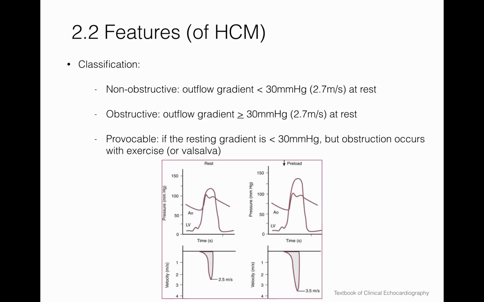There are three ways to classify hypertrophic cardiomyopathy. Non-obstructive. If the gradient is less than 30 millimeters of mercury, that is 2.7 meters per second at rest, it is classified non-obstructive. Obstructive. This is if the outflow gradient exceeds 30 millimeters of mercury at rest. Or provocable. This is if the gradient is less than 30 millimeters of mercury, but obstruction occurs with exercise or Valsalva.